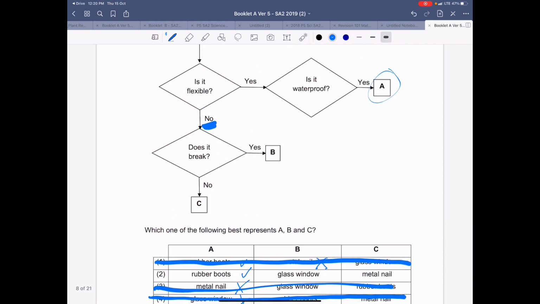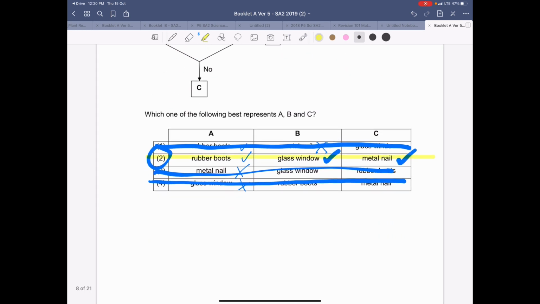Check. So your glass window is not flexible, correct? It can break. So B is correct. Check. C, they tell you it does not break, and that's a metal nail. Check. So answer number 2. And that is how you use your elimination method. Okay? Next.